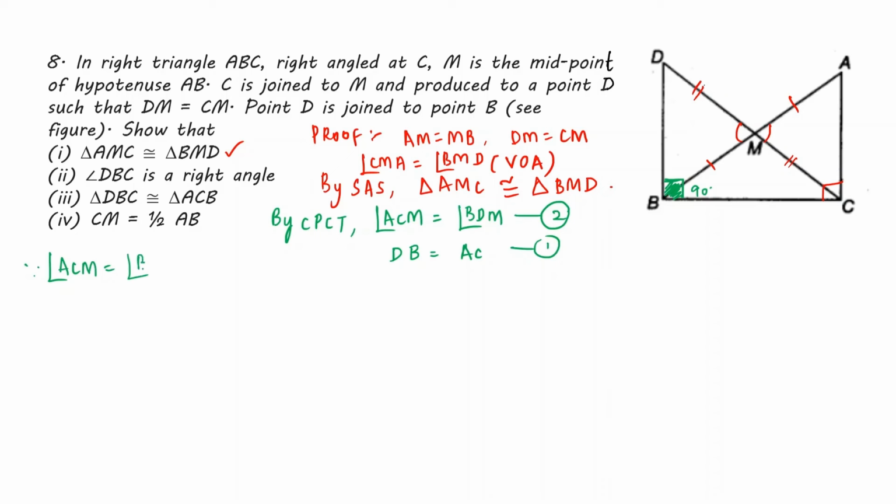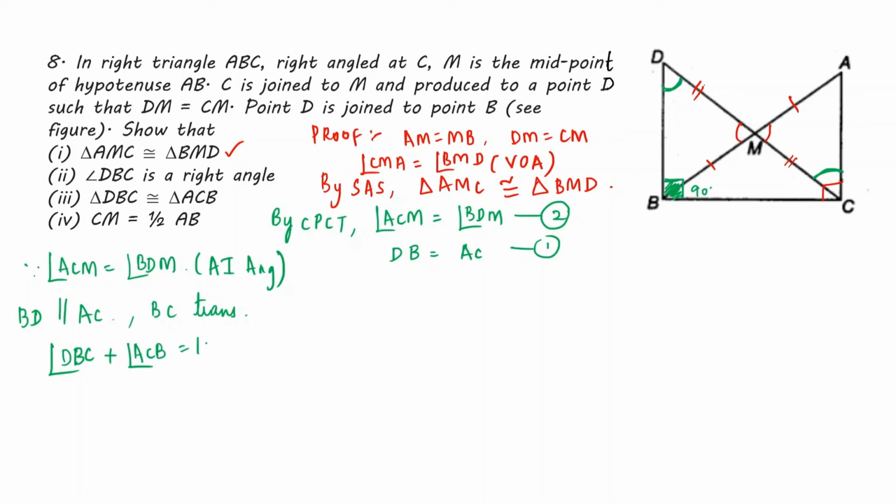Looking at the figure, angle ACM is equal to angle BDM. These two angles form alternate interior angles if you look carefully. You see a Z shape forming. Since they are alternate interior angles, side BD is parallel to side AC. Now that BD is parallel to AC and BC acts as a transversal, angle DBC plus angle ACB is equal to 180 degrees.